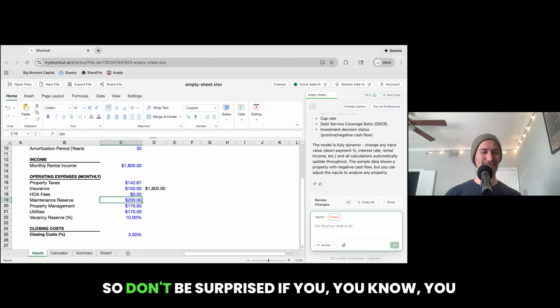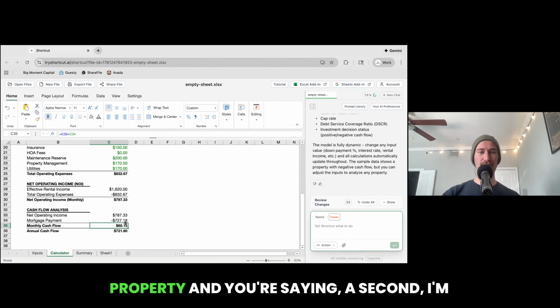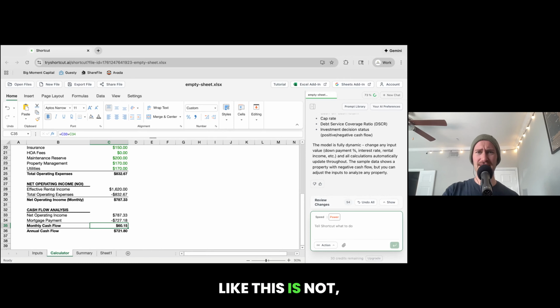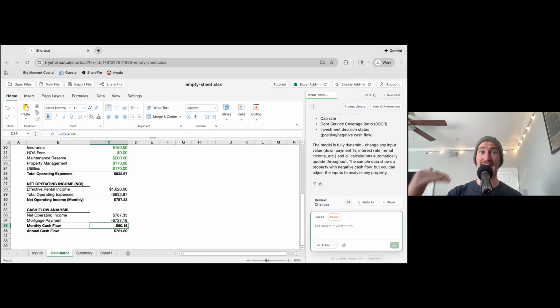So don't be surprised if you go through this math and then you buy the property and you're saying, wait a second, I'm not getting $60 every month. Like, real estate's not good. You need to look at it over a longer time horizon. At the end of the year, approximately, you should have 60 times 12, which is $720 in positive net pure profit and cash flow.